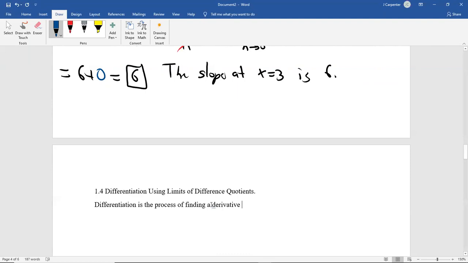Differentiation is the process of finding a derivative, which is the instantaneous rate of change at any x value, not a specific x value, at any x value. So there's a lot of words that all mean the same thing: instantaneous rate of change, derivative, differentiation, limits of difference quotients. All these mean the same thing: tomato, tomato.